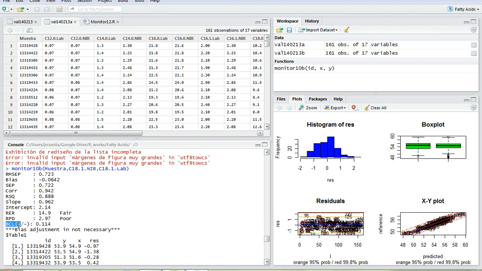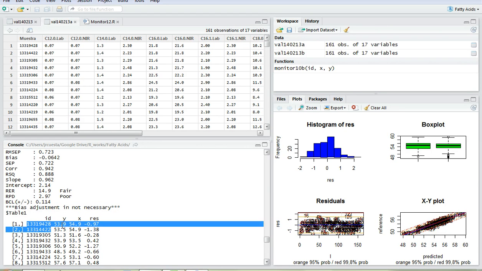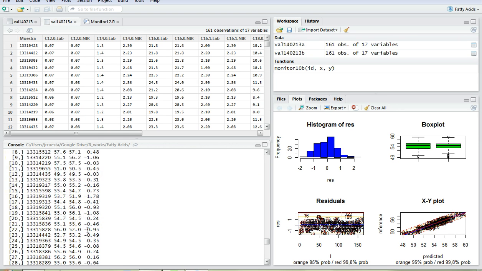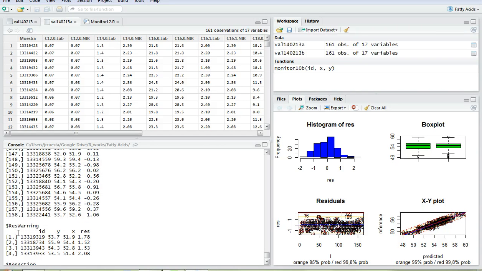And this is the bias control limits. If the bias passes these limits, the bias must be adjusted. It's not the case here because the bias is too low. And here I have the table for the samples, the reference and predicted, and this is the difference between the lab value and the predicted value. I have all these lists.